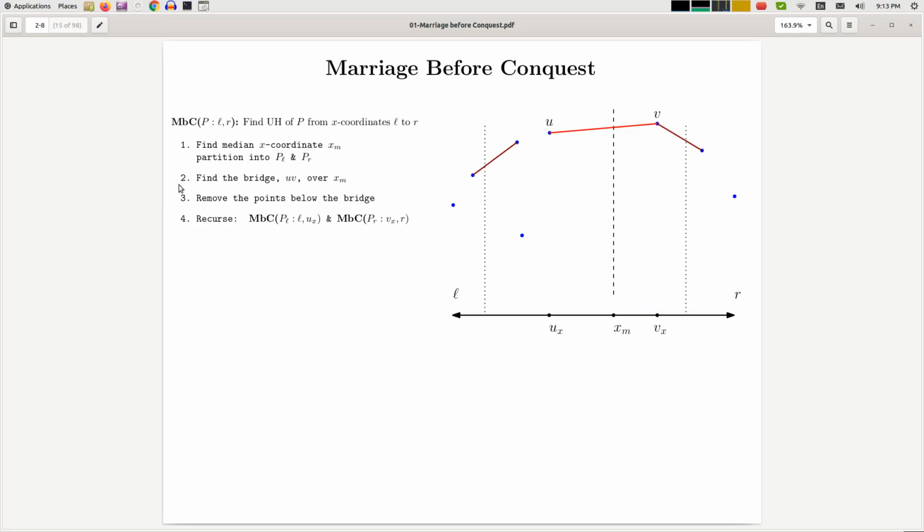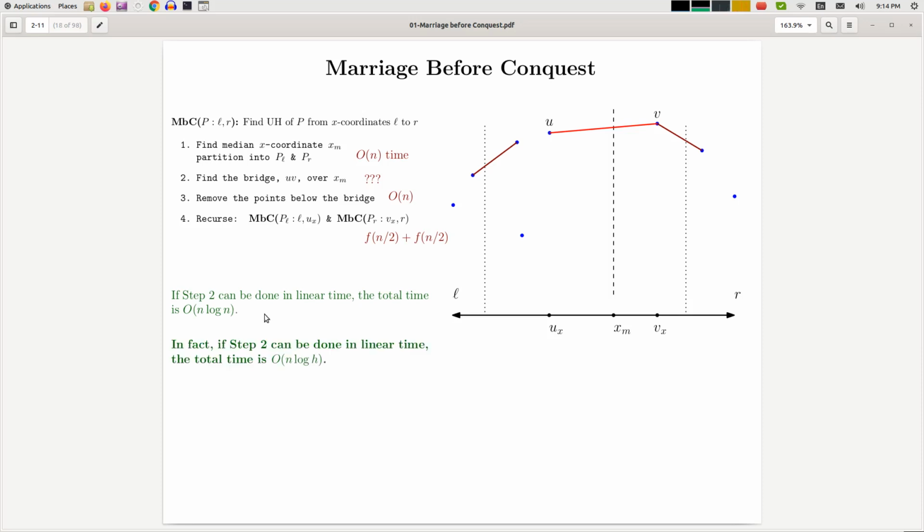So obviously the mysterious part is part number 2, but let's ignore this and just assume that we can solve it. Finding the median takes linear time, partitioning into left and right takes linear time, removing the points below the bridge takes linear time, and then the recursion is just a normal recursion. So if step 2 can be done in linear time, then we get the same recursion as quick sort or merge sort, as well as divide and conquer, so we get n log n. But crucially, in the second project, you can prove that if step 2 can be done in linear time, then the total running time is n log h.